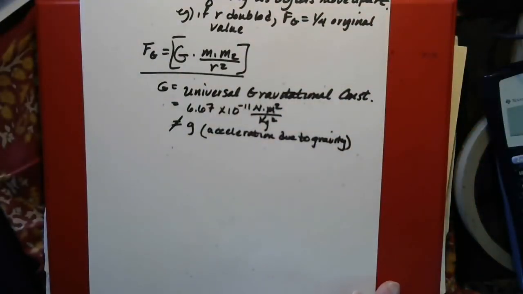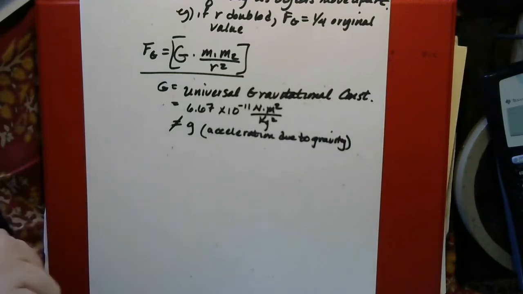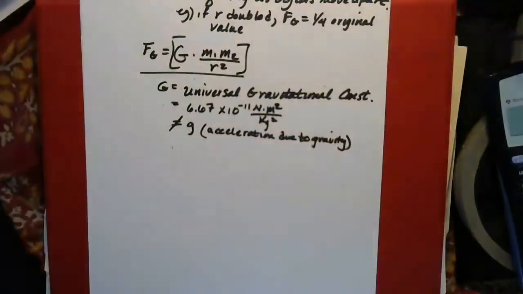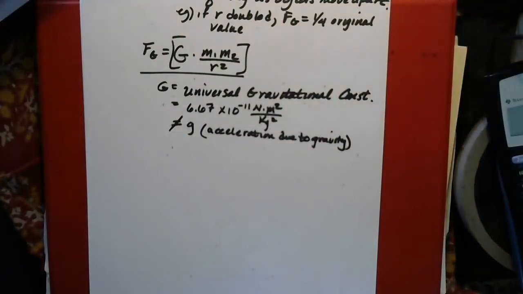The universal gravitational constant was actually first devised and measured by Henry Cavendish in 1798, which would be, I guess, 222 years ago. And that's pretty impressive for the day. So that's actually something that's been known for quite some time.